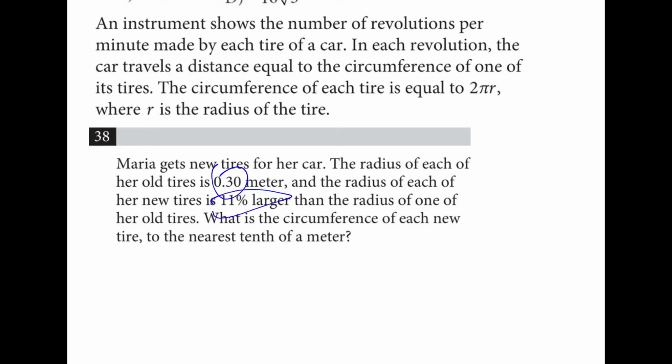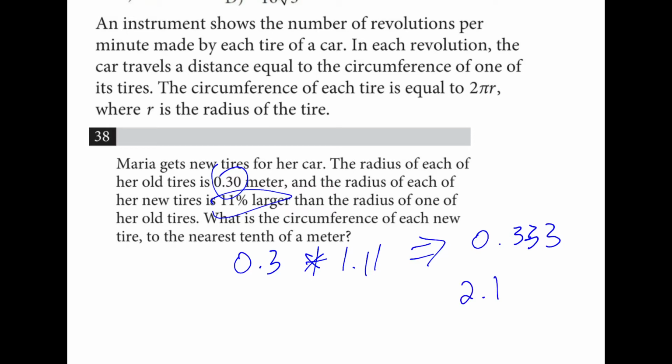The old radius is 0.3. I'm 11% larger, so 0.3 times 1.11. My new radius is 0.333. We're looking for circumference, so that's 2 pi r. So 0.33 times 2 times pi. They want us to round to the nearest tenth, I think. That's going to be 2.1.